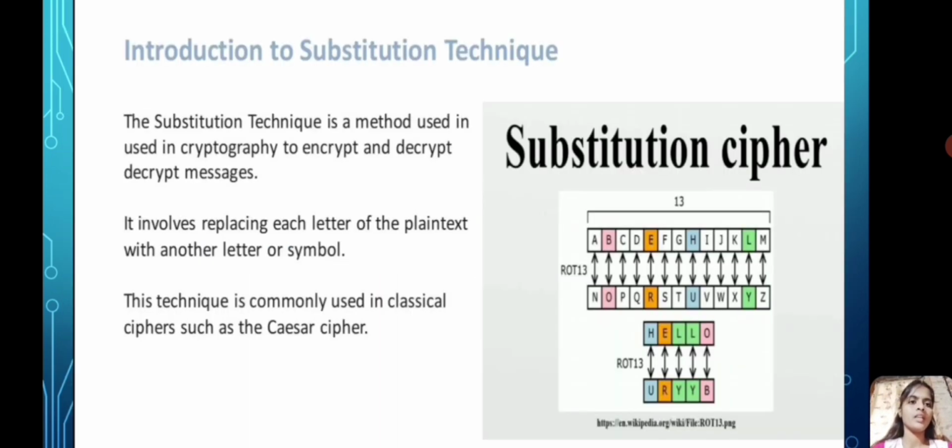Substitution technique with example. Introduction to substitution technique. The substitution technique is a method used in cryptography to encrypt and decrypt messages. It involves replacing each letter of the plain text with another letter or symbol. This technique is commonly used in classical ciphers such as Caesar cipher.